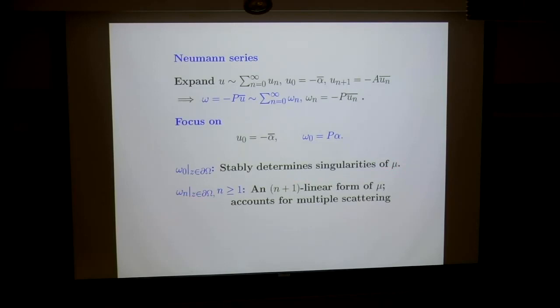And the higher order terms in the Neumann expansion are multilinear expressions in terms of mu, and they in some sense account for multiple scattering if you think of this as being analogous to quantum mechanical scattering. We have some rigorous information about these omega n's in terms of the structure, in terms of the wavefront set, and so on. But let's focus on omega zero, which is what we use to make the reconstructions.